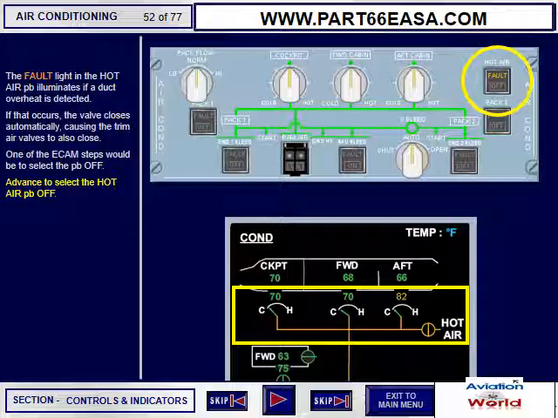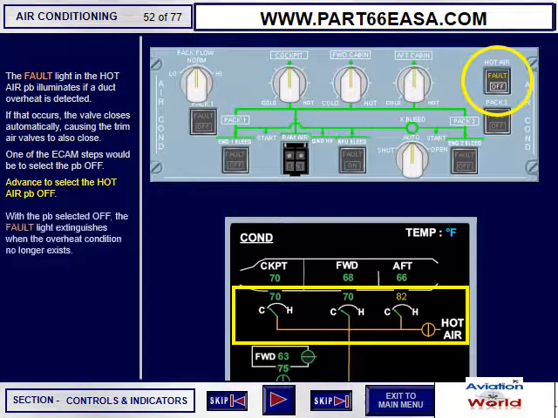The fault light in the hot air push button illuminates if a duct overheat is detected. If that occurs, the valve closes automatically, causing the trim air valves to also close. One of the ECAM steps would be to select the push button off. Advance to select hot air push button off. With the push button selected off, the fault light extinguishes when the overheat condition no longer exists.